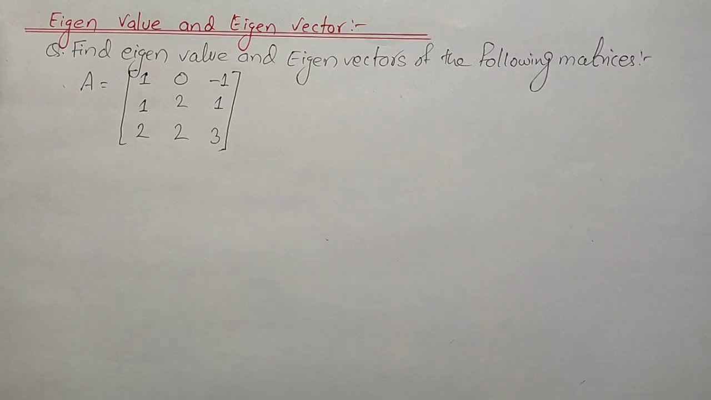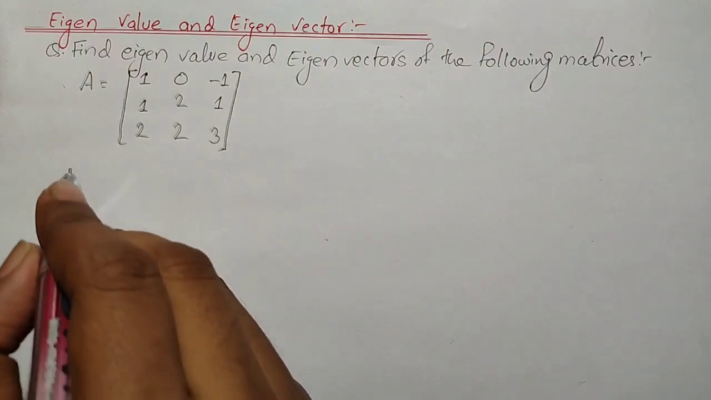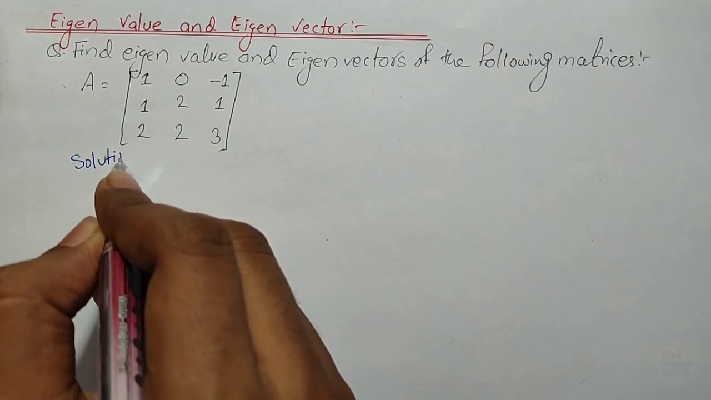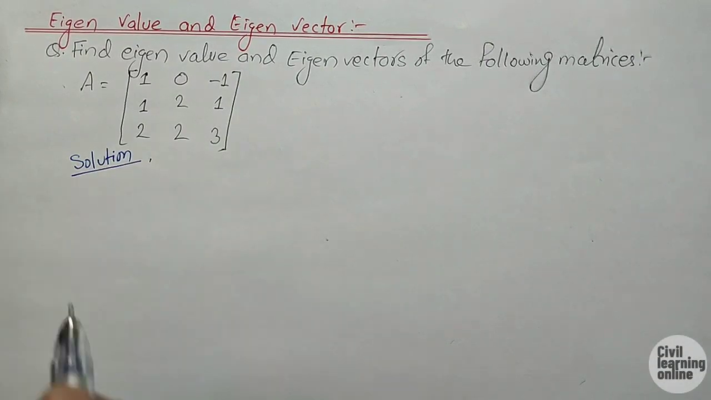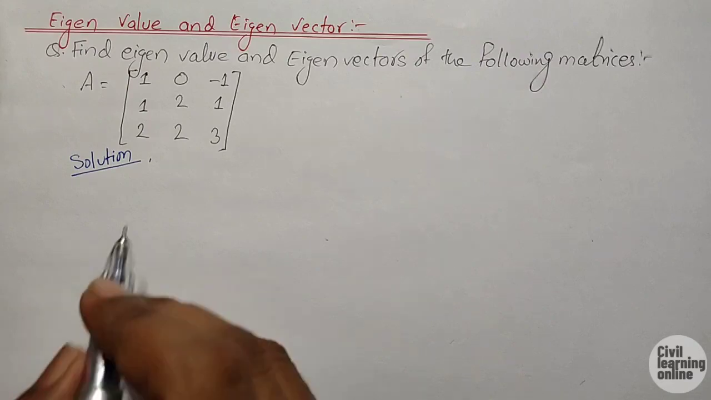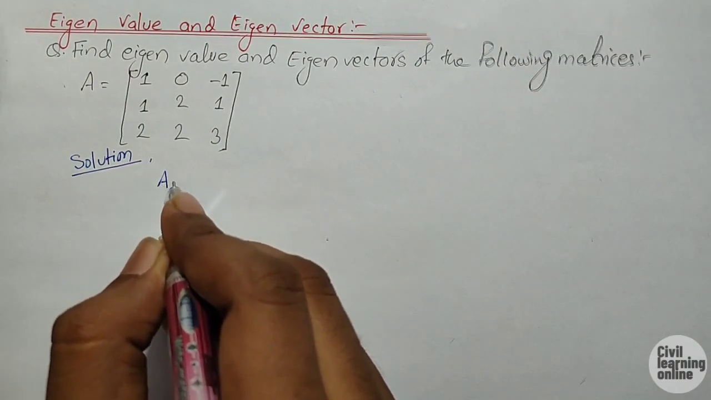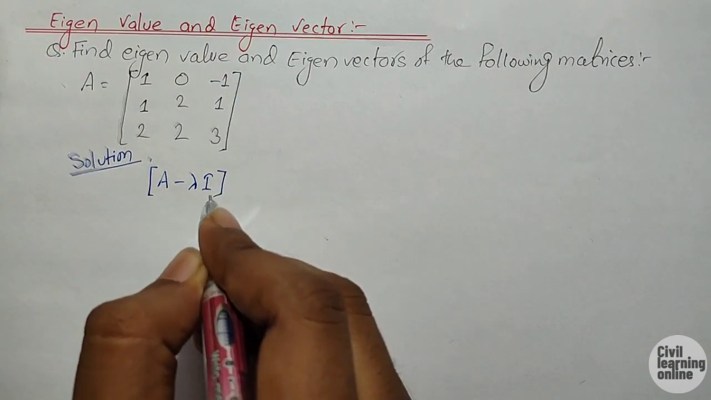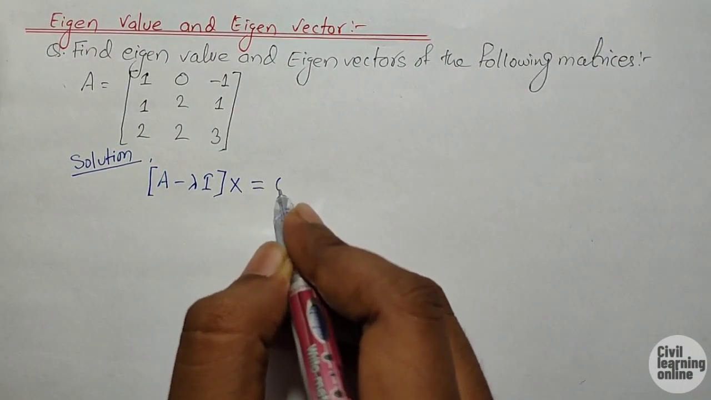So guys, let's begin the solution of this numerical with solution. The first step for finding the eigenvalue and eigenvector of a given matrix is to use an equation, that is (A minus lambda I) times capital X equals 0.